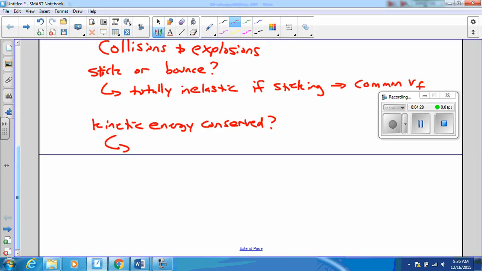The second characteristic was, is kinetic energy conserved? And if kinetic energy is conserved, then we call the collision totally elastic. Here's an interesting question. I have 2 different characteristics, and each one's a yes or no question, right? So technically I should have 4 options. Stick, not conserved, totally inelastic. Not stick, bounce, conserved, totally elastic. How about bounce and energy not conserved? Partially elastic, right?